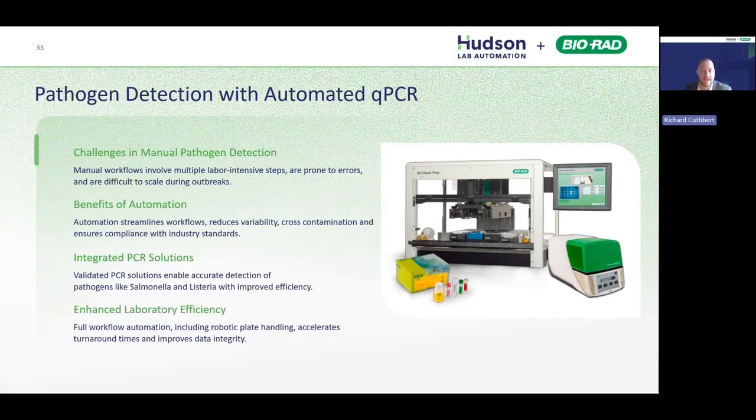Bio-Rad's IQ Check real-time PCR solution, combined with the CFX Opus Deepwell real-time PCR system, offer a validated and integrated approach for detecting pathogens such as Salmonella, Listeria, E. coli, and STEC virulence genes. By incorporating automation, labs can achieve faster turnaround times, improved reproducibility, and enhanced data integrity.